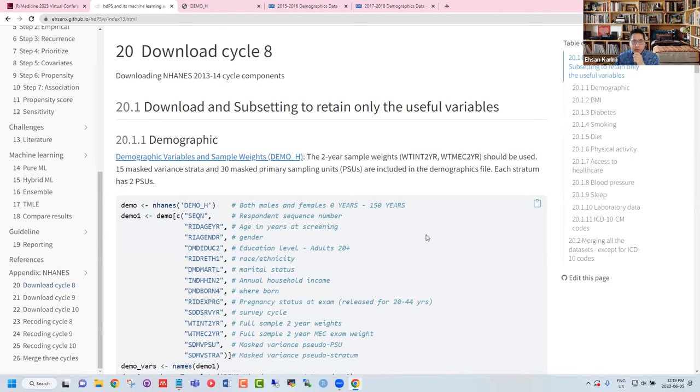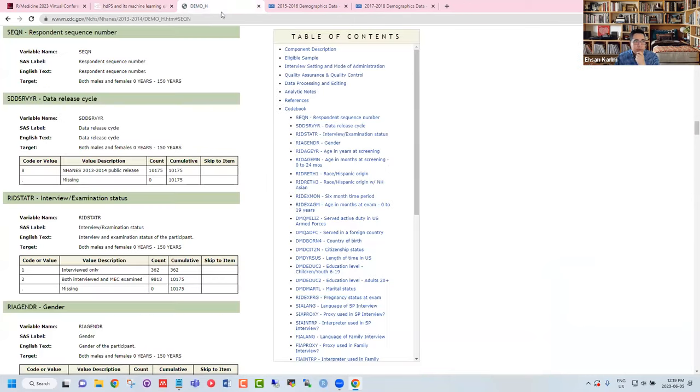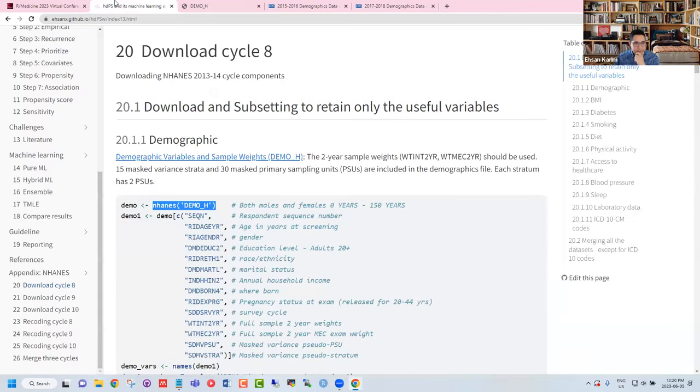And in that particular package, you can specify which data from which years. Remember, H was associated with the 2013-14 cycle. You can specify from which year you want to get the data, and then specify which particular variables you want to download. How would you know the names of the variables? You go to the data dictionary and find all of the names of the variables that you need to do your analysis.